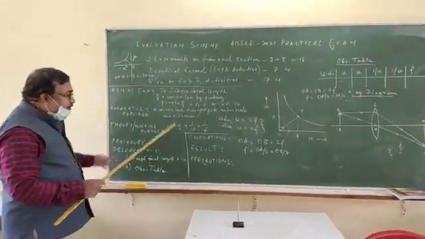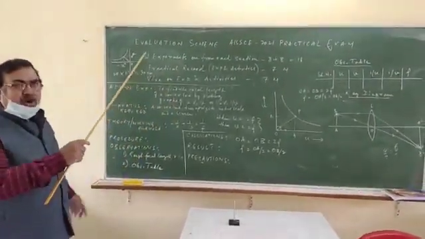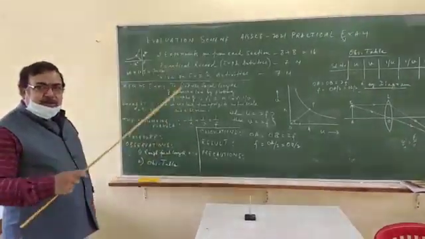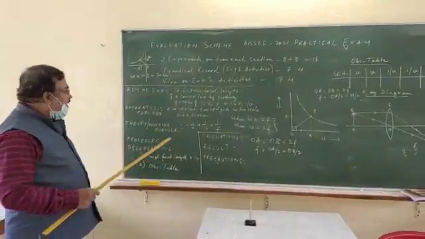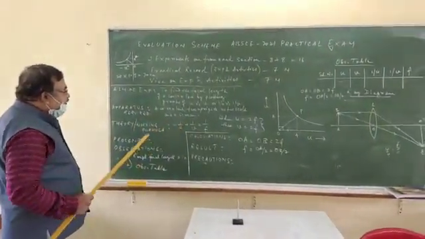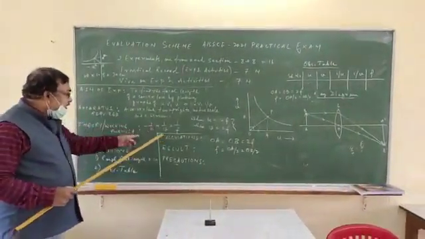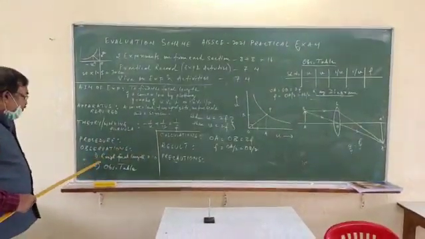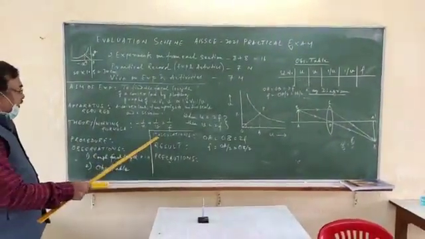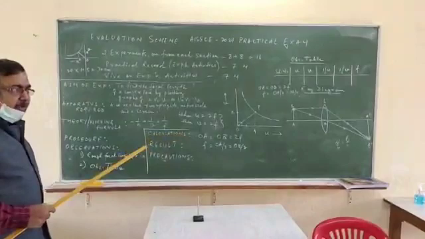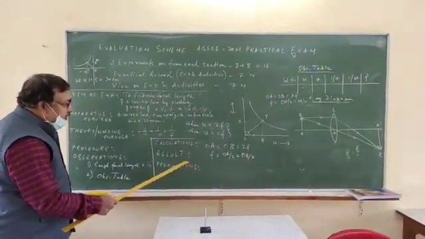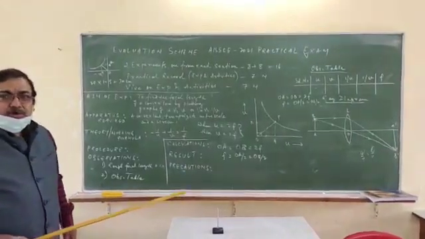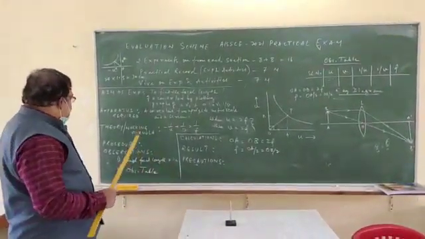Observation in tabular form, you have to make table. First column is like serial number, then U, then V, then 1 by U, 1 by V, and then 1 by F is equal to 1 by V minus 1 by U. That formula you have to use. Then calculations from the graph, then result, and then precaution and sources of errors to minimum 2 points.